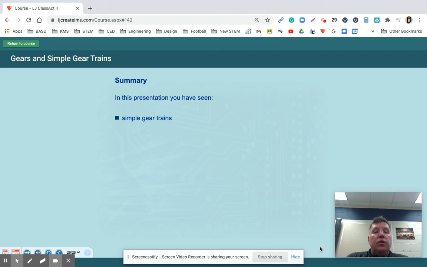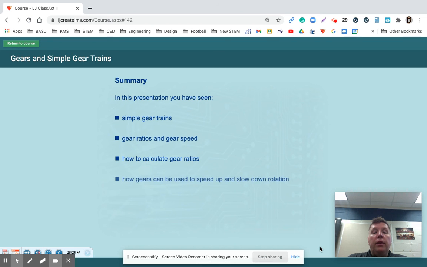But in the last 3 presentations now, we've gone over simple gear trains. We've learned about gear ratios and gear speeds, how to calculate gear ratios, and how gears can be used to speed up and slow down rotation. We also learned about idler gears today.